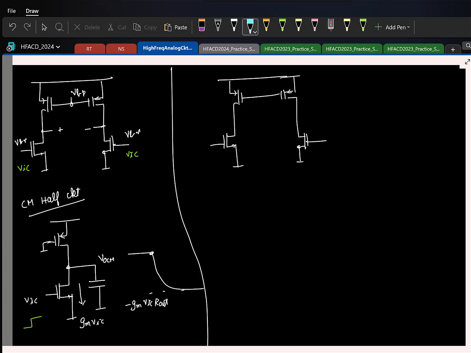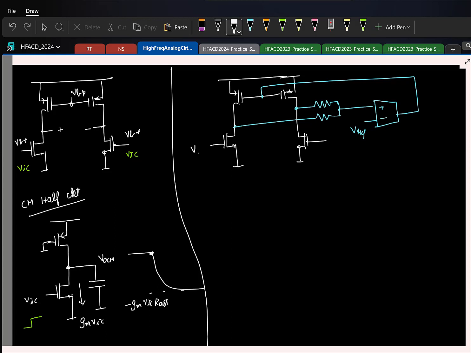So let us say I put a common mode feedback here. So I sense the common mode using resistors, compare it to some reference, say some Vref, and let us say I go and tune the PMOS current. Okay. So now let us say I apply only DC bias for both inputs. What can you say about the output common mode or the output DC bias here?